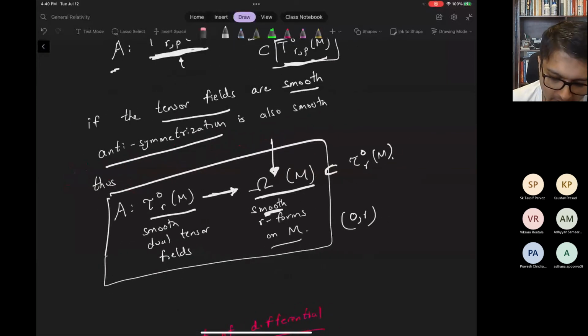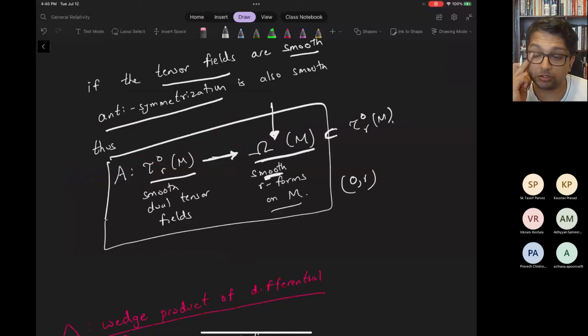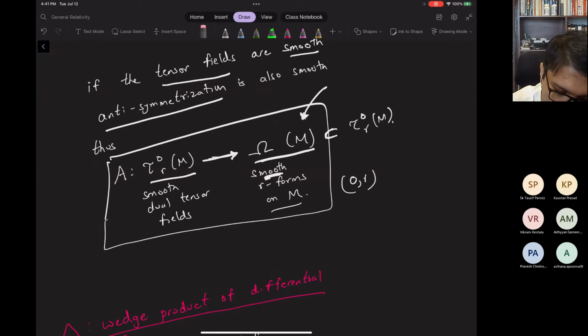Okay, so now we're directly starting with objects which are R forms. We're not constructing them by anti-symmetrization. We directly start with anti-symmetrized objects, objects which are already anti-symmetric. So these are R forms, omega R.